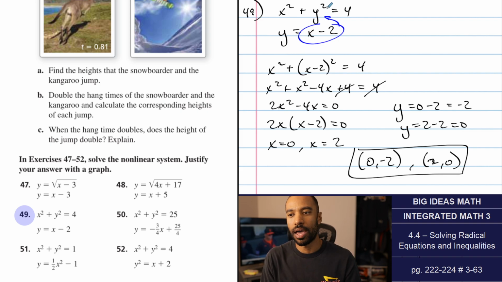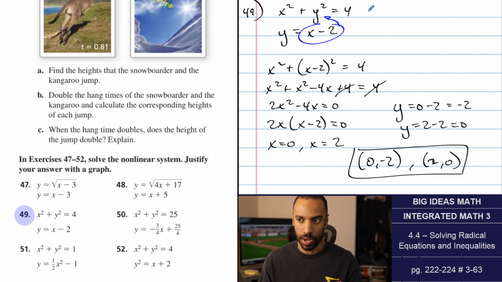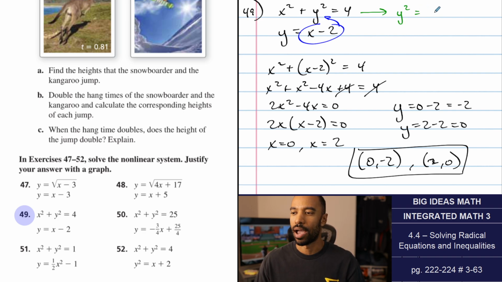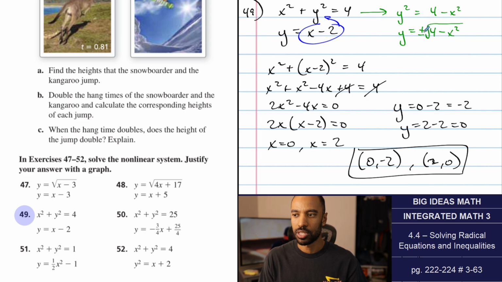Anyway, if you don't know how to graph these circles on your own, given the center and radius and stuff like that, you can create the graph on the graphing calculator by getting y by itself. This is where the radical part kind of comes in. Y squared equals 4 minus x squared. Take the square root of both sides, you get y equals plus or minus the square root of 4 minus x squared. So you would create two equations: y equals positive square root of 4 minus x squared, y equals negative square root of 4 minus x squared, and there's a third equation, y equals x minus 2. Both of these together make the circle.